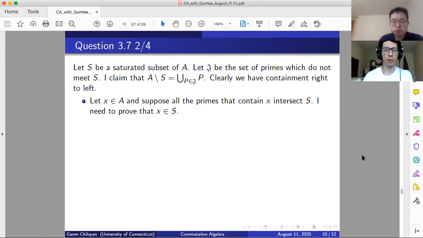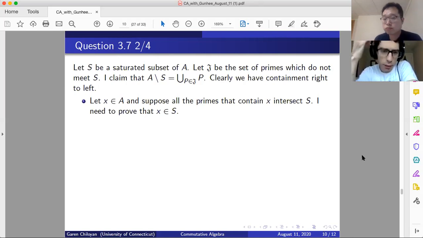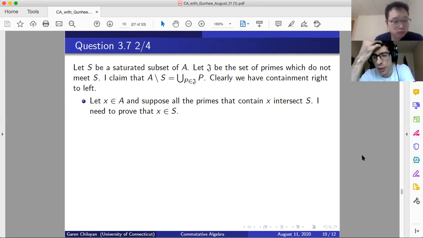So clearly we have containment from right to left. If you're an element of a prime that does not intersect S, then you live in the ring, but not in S, since you don't have any elements from S. Easy. But let's try the other way around. So before I start the other direction, let's understand an easier way to prove this using localization. Let X be any element of the ring, and suppose all the primes that contain X intersect S. I need to prove that X lives in S. So I kind of prove the contrapositive a little bit.